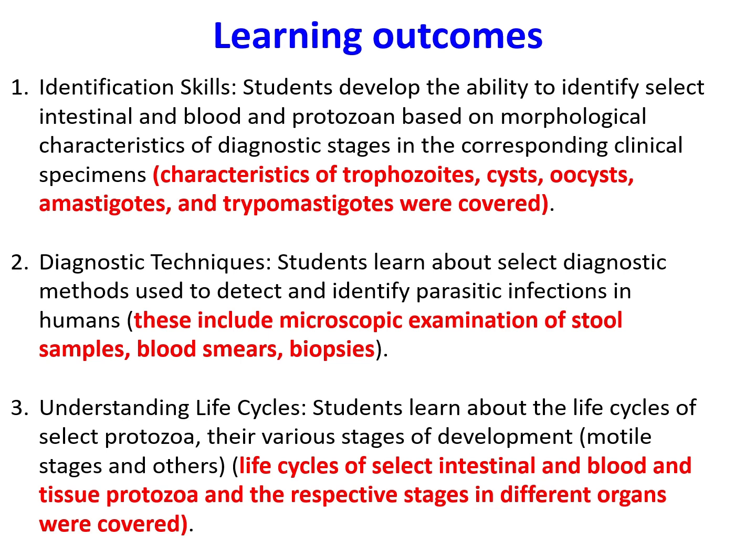For the second learning outcome, we have covered microscopic examination of stool samples from patients infected with intestinal sporozoans. We covered blood smears in case of Plasmodium as well as in case of Filaria. We covered certain biopsies also. We repeated very briefly the life cycle of the selected intestinal and blood and tissue protozoa, the respective stages in different organs, in order to have an idea about the pathogenesis that is caused by these parasitic infections.